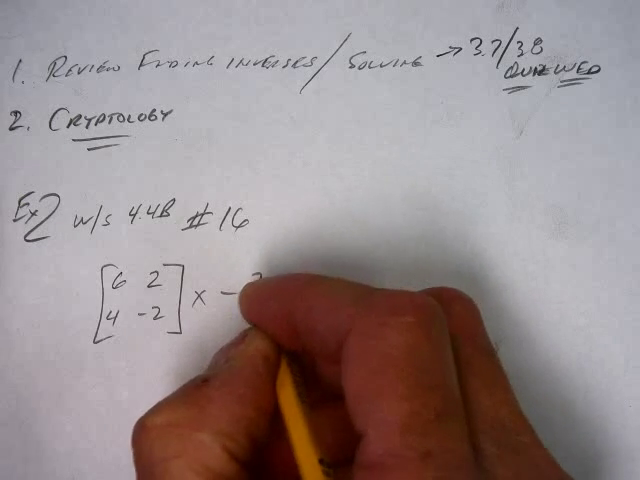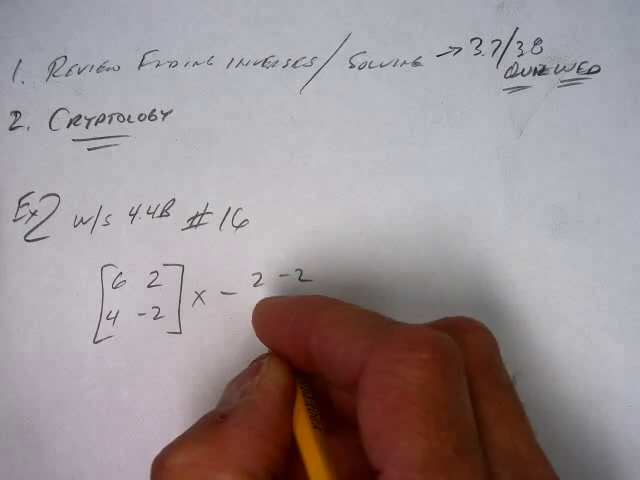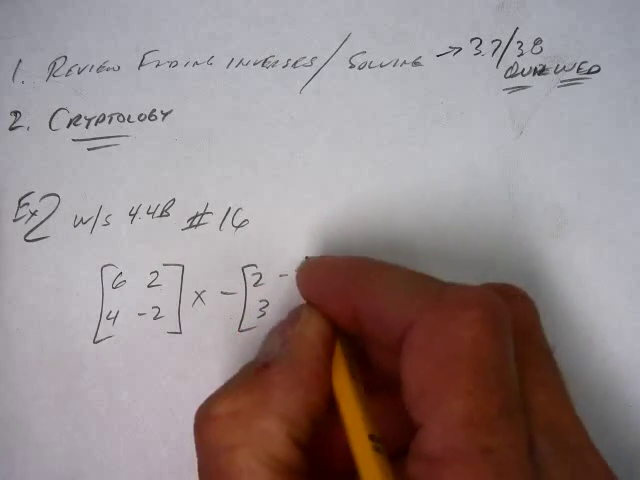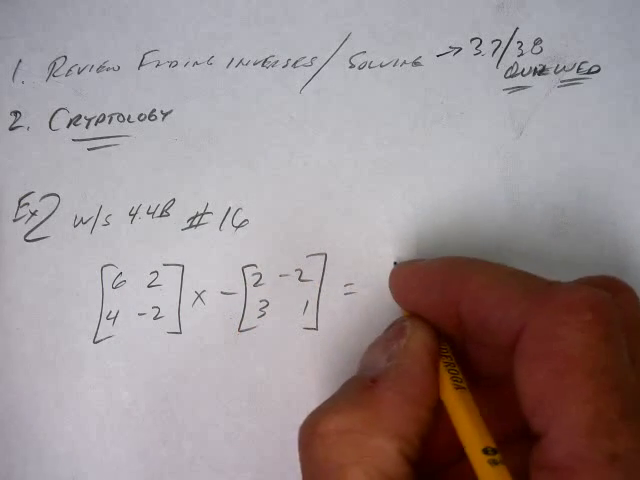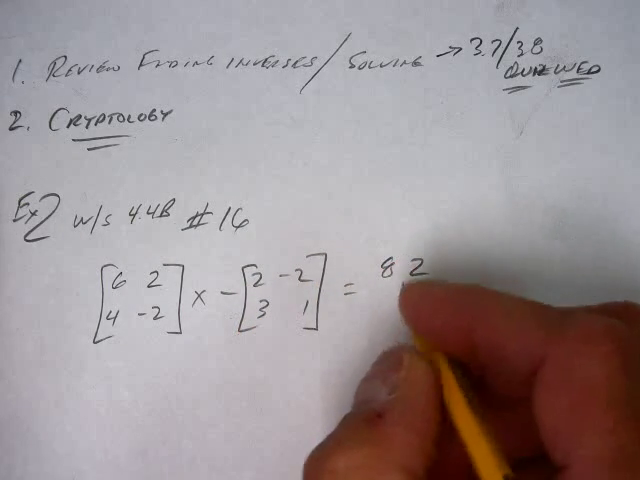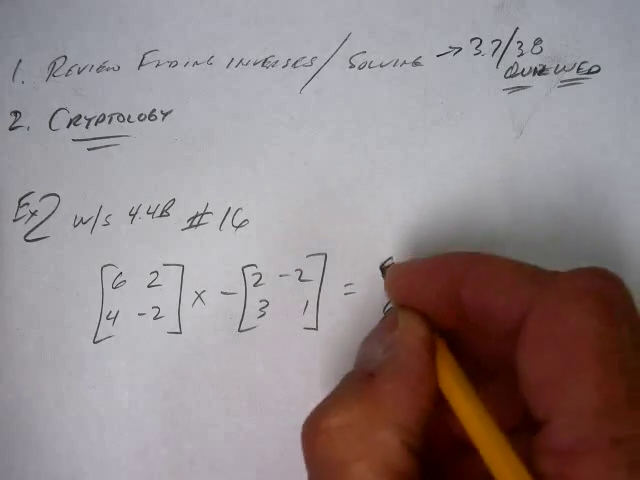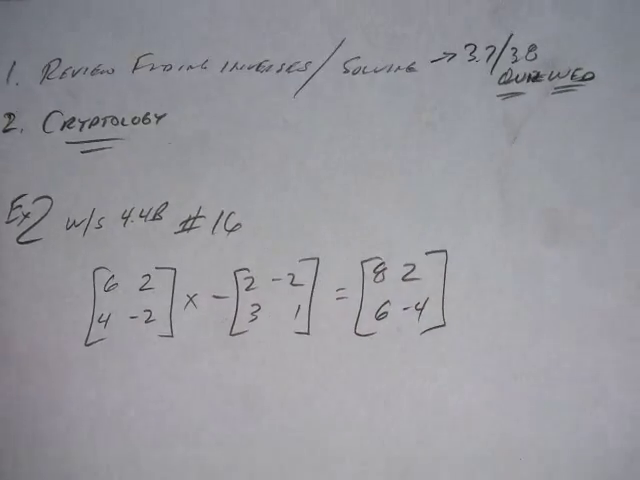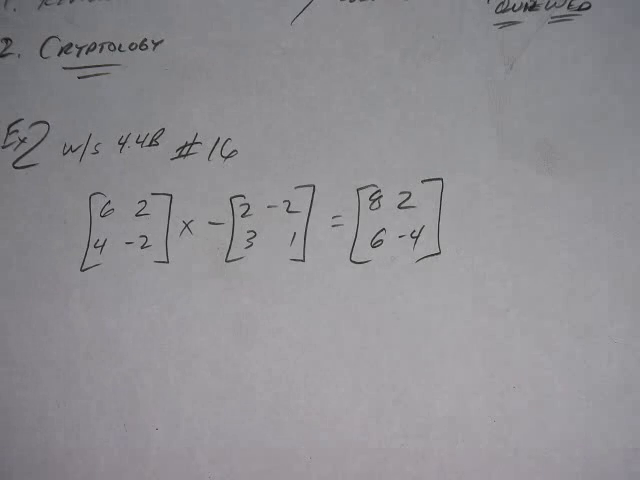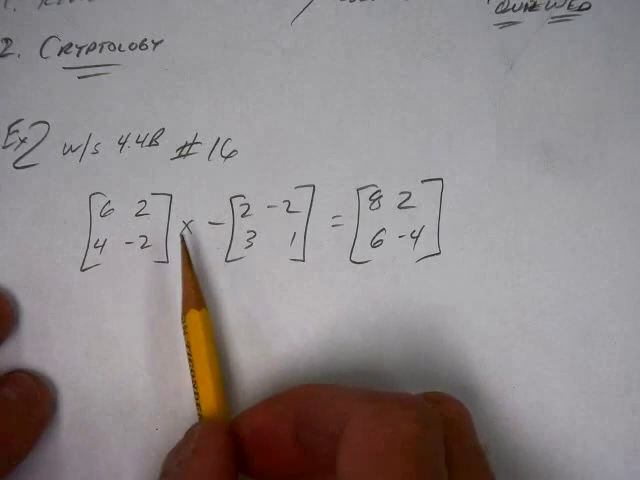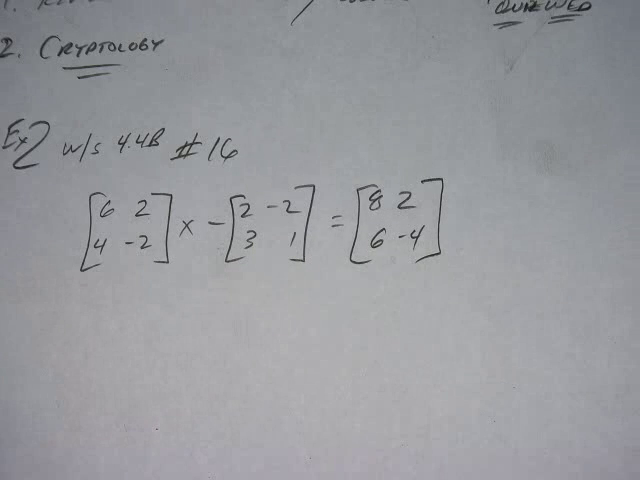Subtract 2, negative 2, 3, 1 equals 8, 2, 6, negative 4. Okay. So what we have is a matrix times a matrix minus a matrix gives me a matrix. What we're trying to do is find that X matrix that's missing out of this equation. Okay?